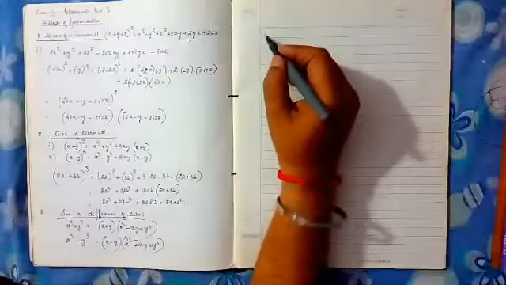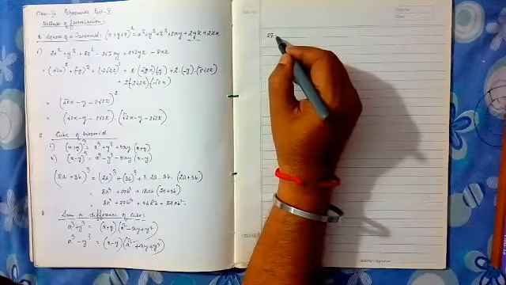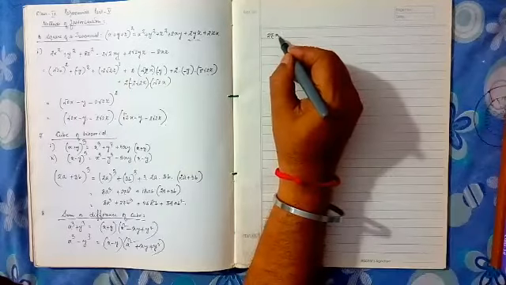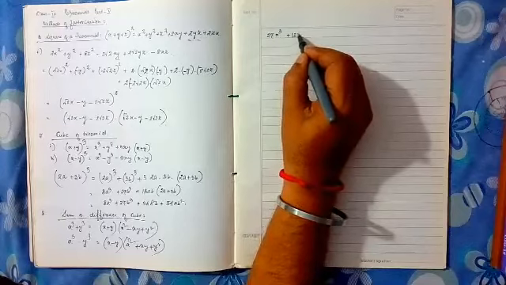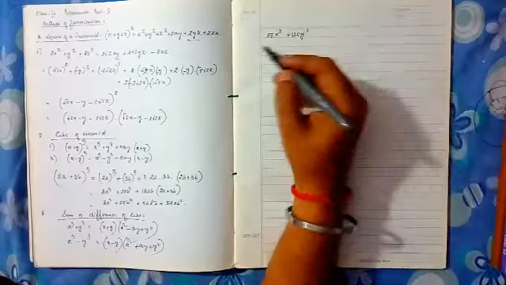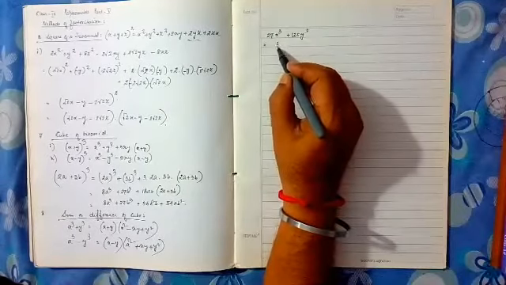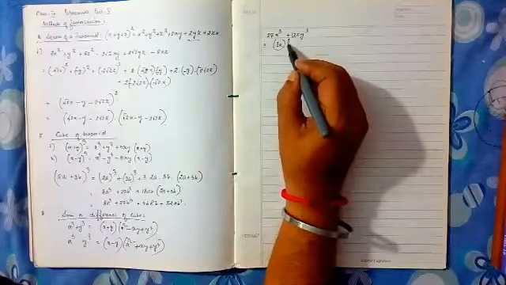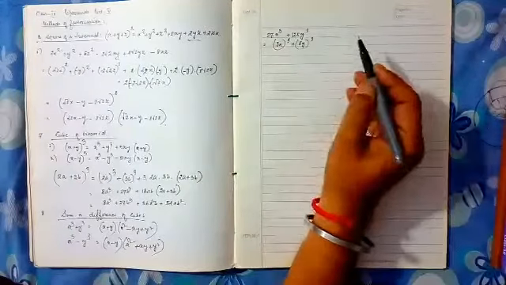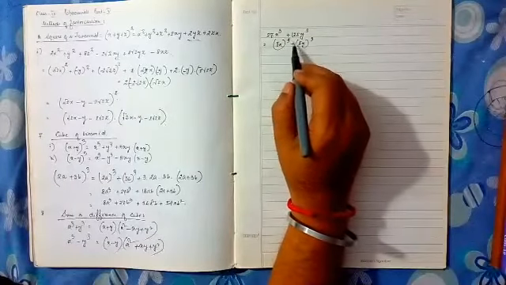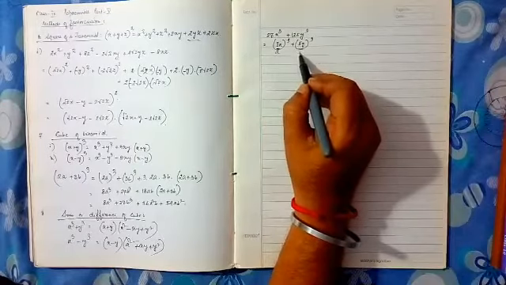Say 27x cube plus 125y cube. You have to factorize this. So we can write this as 3x whole cube plus 5y whole cube. Now this is identical to a cube plus b cube. Let us read this as a and read this as b.